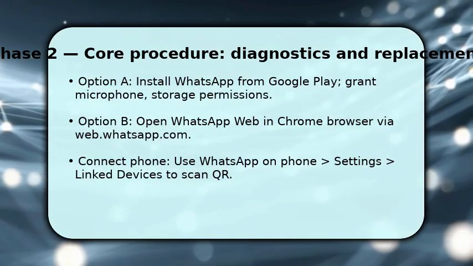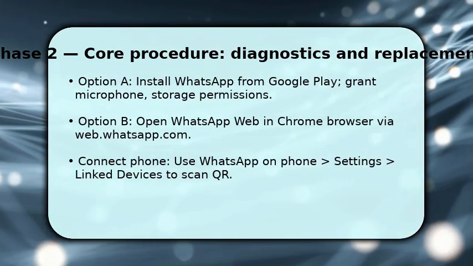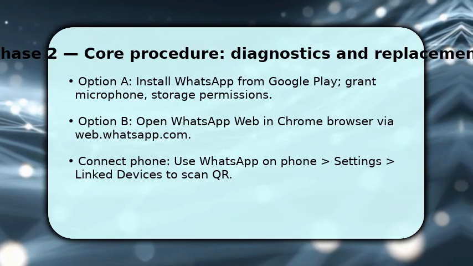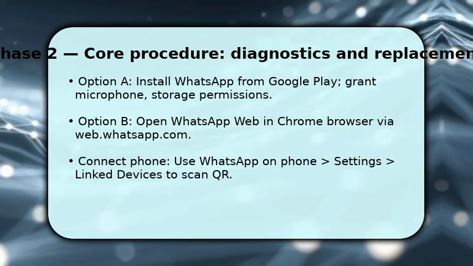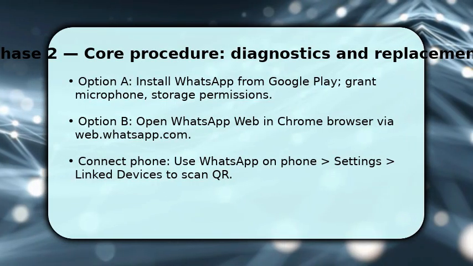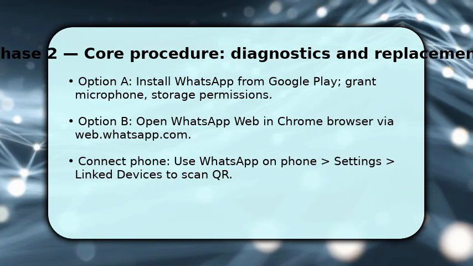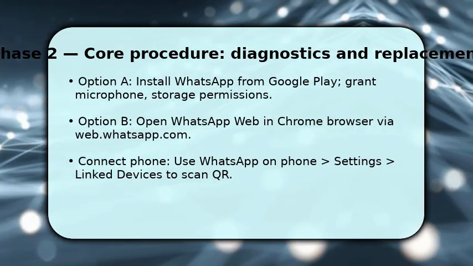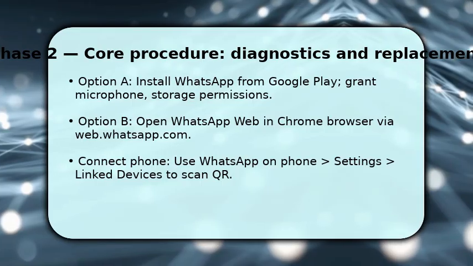Now choose your path. Install the WhatsApp Android app from Google Play, granting microphone and storage permissions, or open WhatsApp Web in Chrome by navigating to the web client. Once the app or site is ready, open WhatsApp on your phone, tap Settings, then Linked Devices. You will see a QR scanner. Use it to scan the code displayed on your Chromebook.